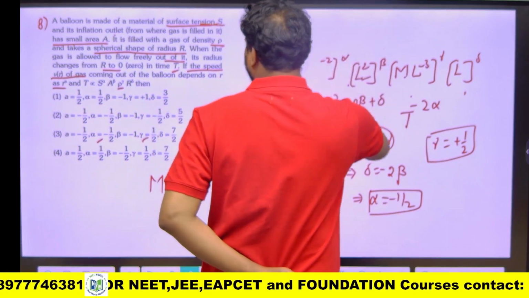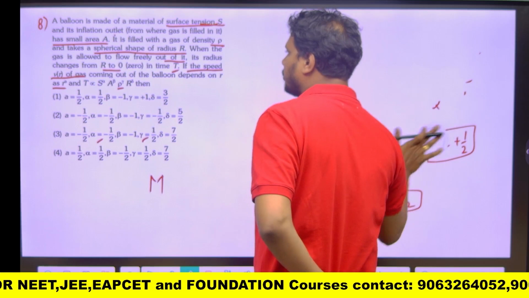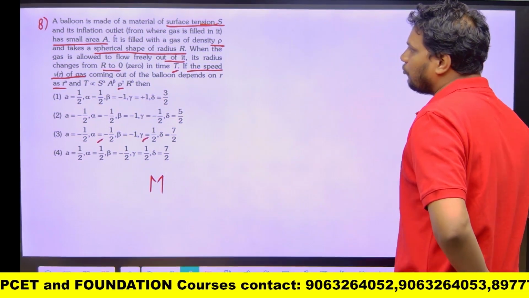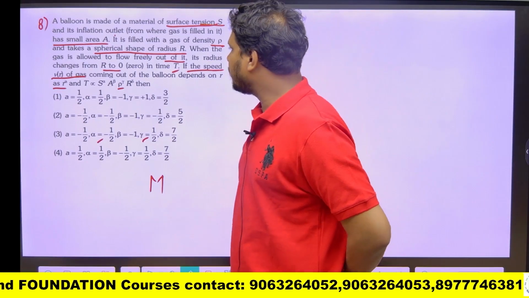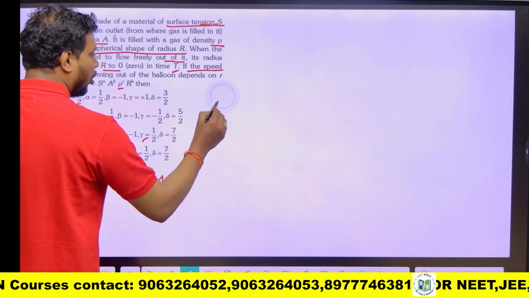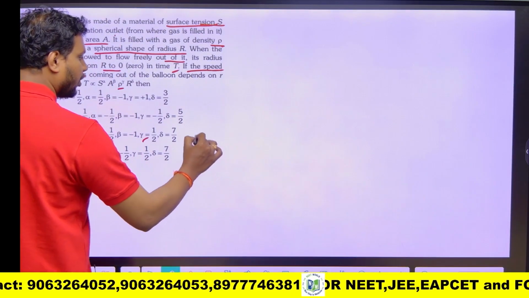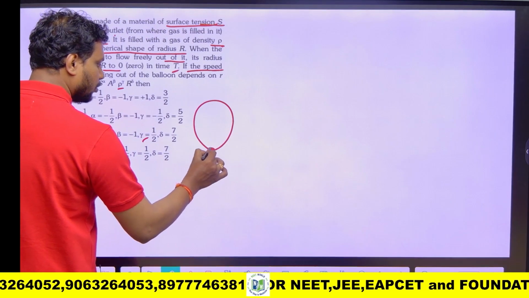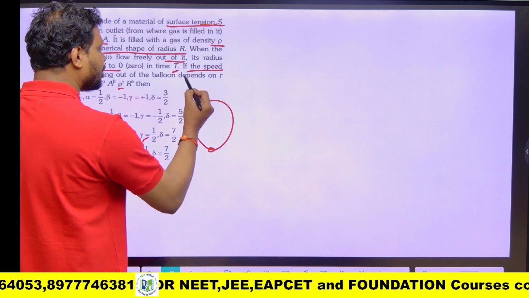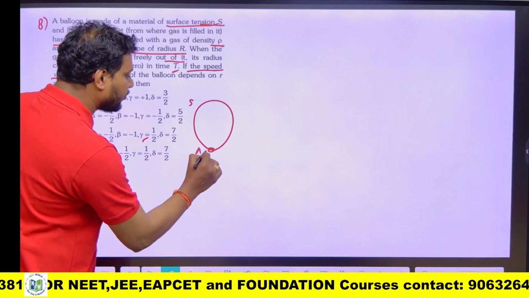Yeah, the next question: a balloon is made up of material of surface tension S, and its inflation outlet, from where gas is filled in it, has a small area A. So a balloon has a small outlet from where we are going to fill the gas. The surface tension of the balloon is taken as S, and the area of this small outlet is taken as A.